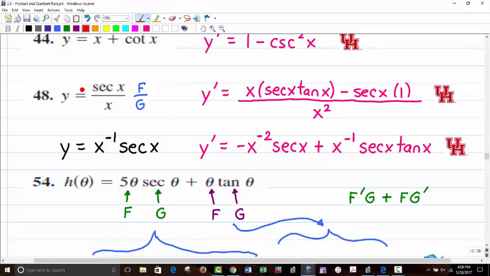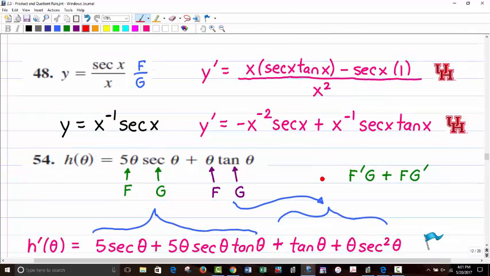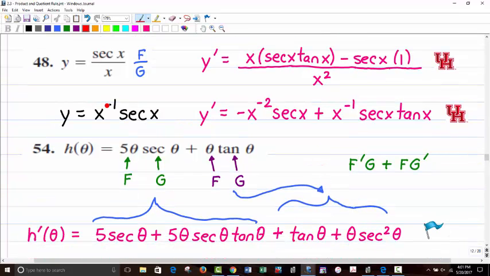So this is just bringing the x up, calling it x to the negative 1, and just doing the product rule here. f prime g plus f g prime. So the derivative of x to the negative 1 would be negative x to the negative 2, and then times g, which is secant, plus f, which is x to the negative 1, times the derivative of secant, which is secant tangent.